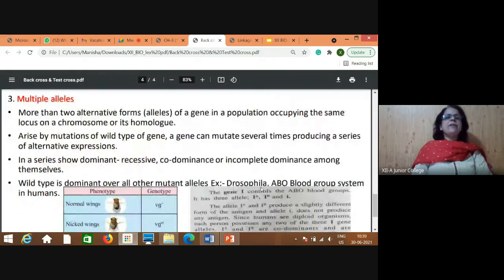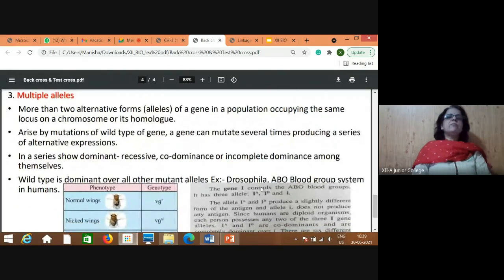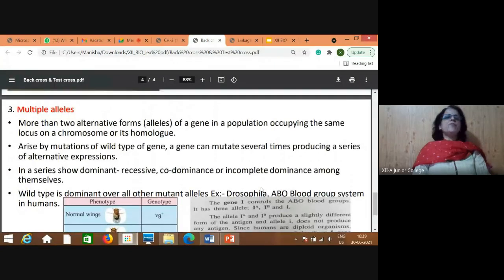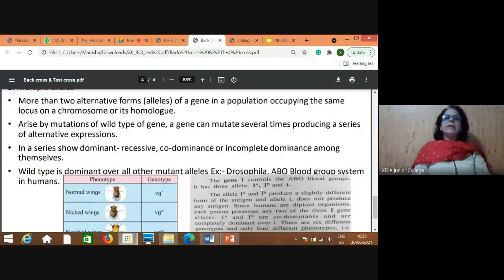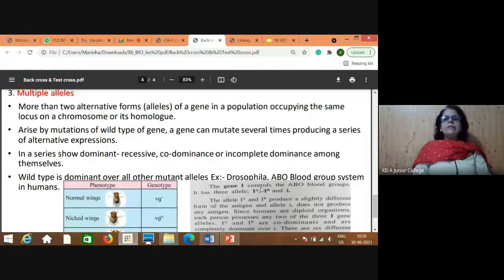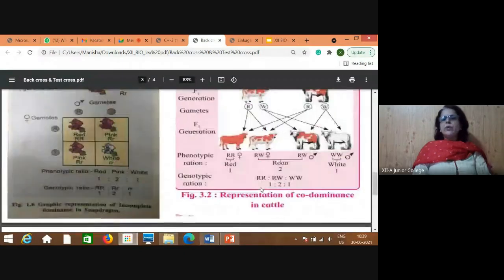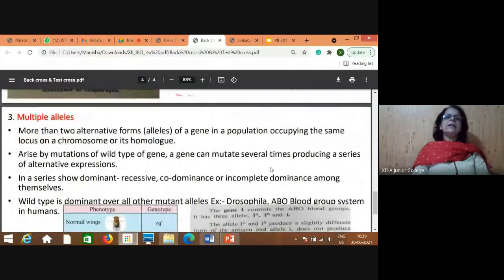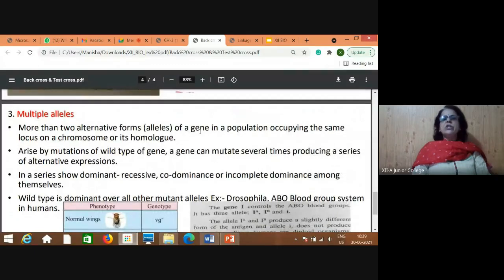Now the next example of intragenic inheritance is multiple alleles. Multiple means not only two but more than two alternative forms of alleles of a gene in a population occupying the same locus on a chromosome or its homologue. That is called multiple alleles. Here you can observe only two types of color considered, but with multiple alleles, many alleles are present for the same gene. The gene expressing the characters shows more than two alternative forms.